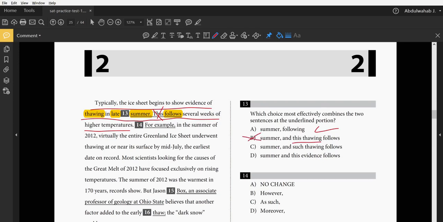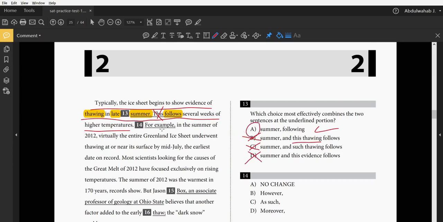And such thawing, same problem that we have in B, so we're canceling C as well. Summer, and this evidence follows. Well, the evidence doesn't follow several weeks of higher temperatures, it's the thawing, so that's why D is wrong. So I'm going with A.